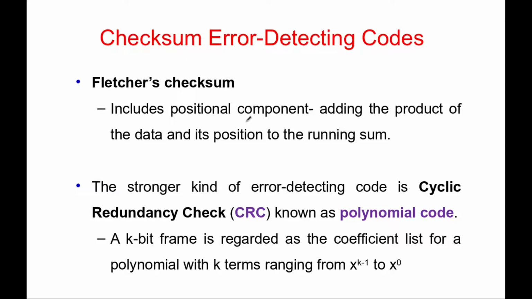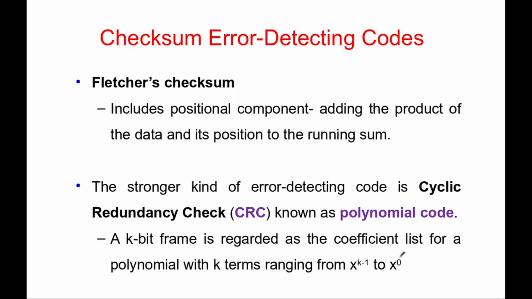But there is an even stronger method of checksum, which is called cyclic redundancy check, or CRC in short, which is also known as polynomial code. In this method, a k-bit frame is regarded as the coefficient list of a polynomial with k terms, ranging from x raised to k minus 1 to x raised to 0. So for example, had there been 6 bits in the data, that would range from x raised to 5 up till x raised to 0.